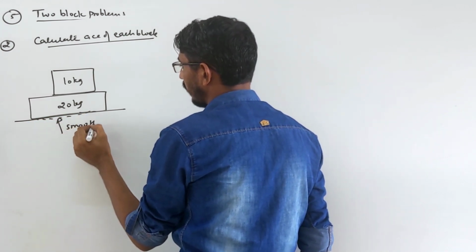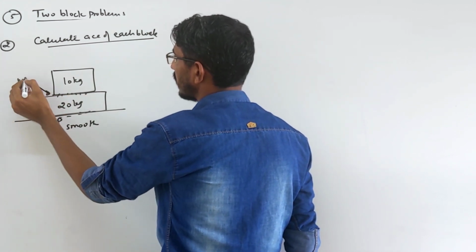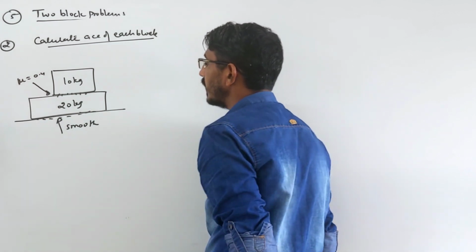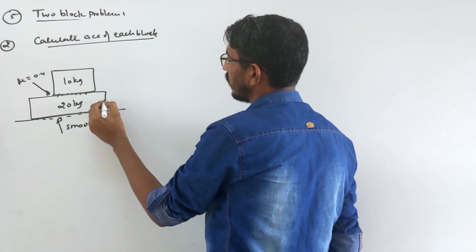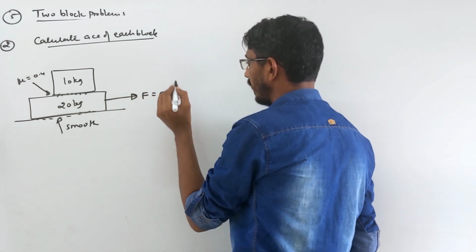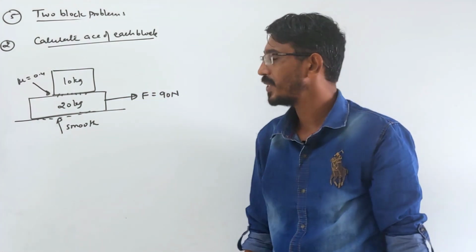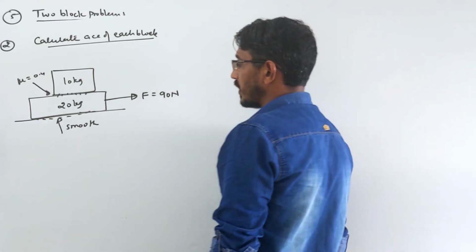Let's say this surface is smooth, and the friction between these two blocks is given. Let's say mu is given as 0.4. This time I apply the force on this block, say some value, 90 Newton. The question says: calculate the acceleration of each block. Let's follow the steps.